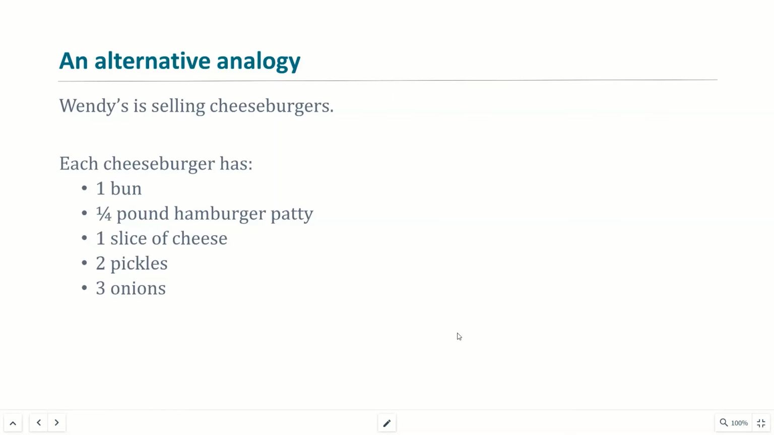Now, let's say that the whole idea of customization is out the window, and this is how you make a cheeseburger. A cheeseburger has a bun, a hamburger patty, a slice of cheese, pickles, and onions. That's what we're going to make today. That's what we're doing when we sell cheeseburgers. Well, each of these substances, the bun, the patty, the cheese, the pickles, and the onions, we can think of as reactants in this rather complex equation to make a cheeseburger sandwich.